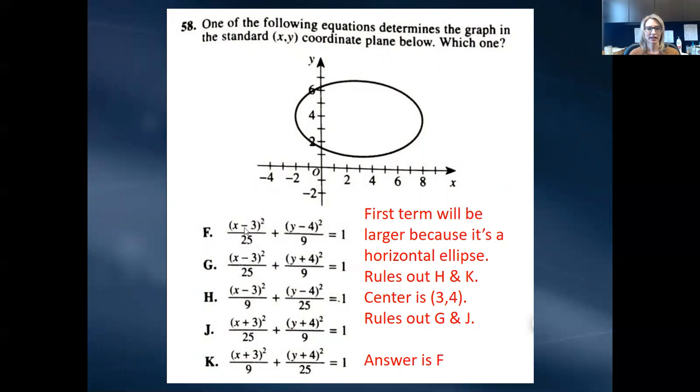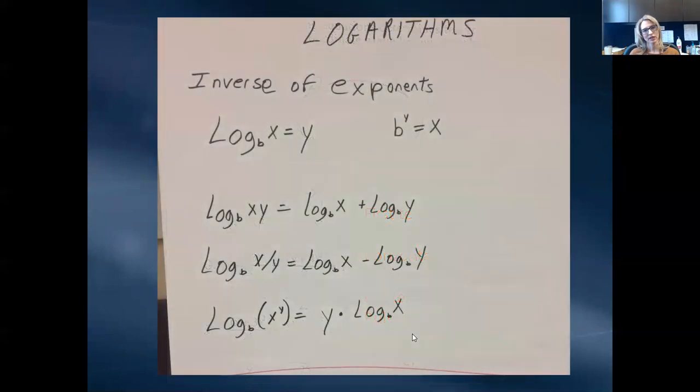But so it's x minus 3 squared over 25 plus y minus 4 squared over 9 equals 1. But if you just remember that if it's wider, the A value is larger, and if it's taller, the B value is larger, that at least helps you eliminate some choices. All right, let's go into logarithms just a little bit.